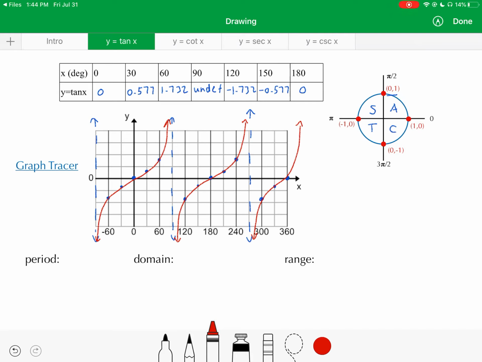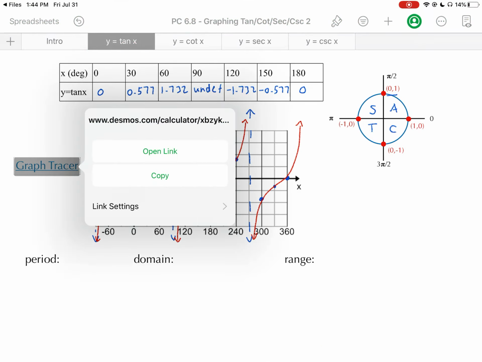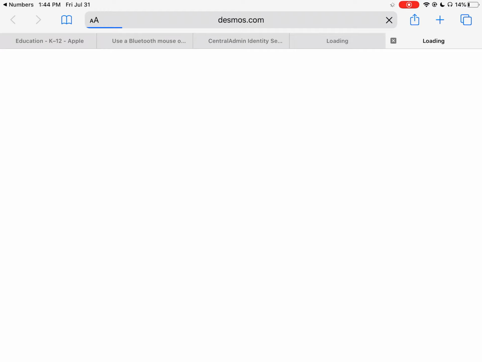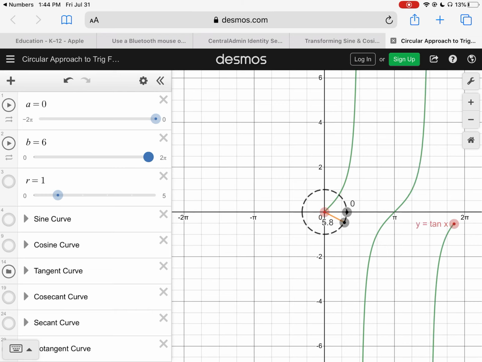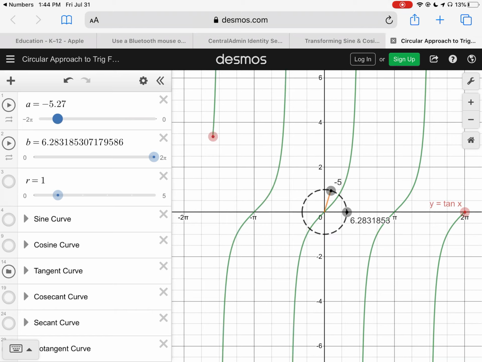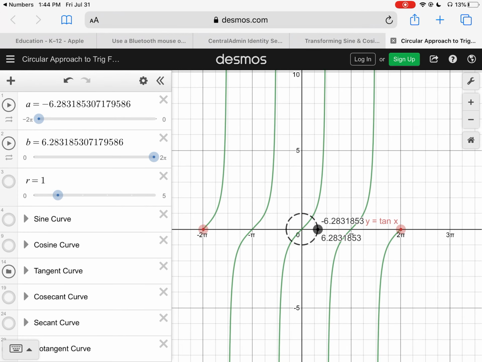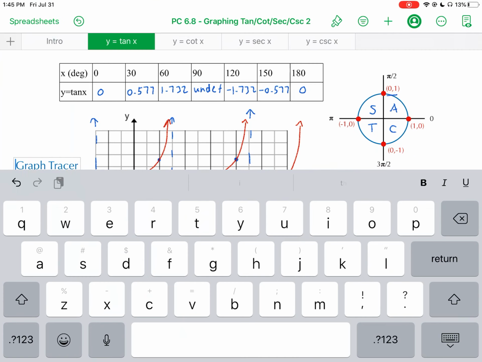Now let's trace this out even better using technology. I'm going to pull up the tangent curve here. As I move around the circle, you're starting to see the curve take shape. And I can go in the negative direction, and there we have it. If you zoom out a little bit, you're seeing a good portion of the tangent function here.